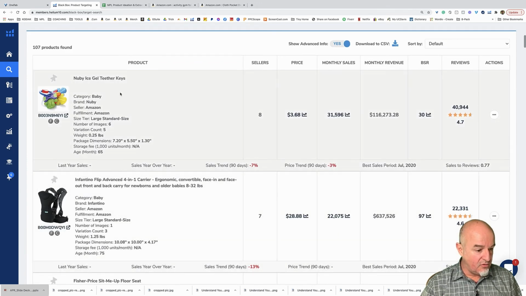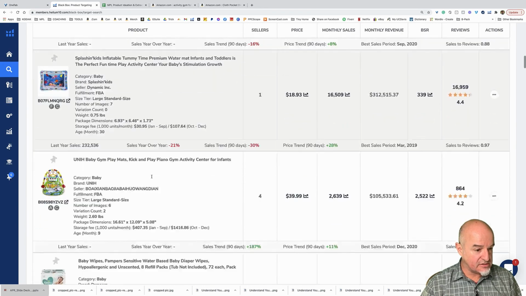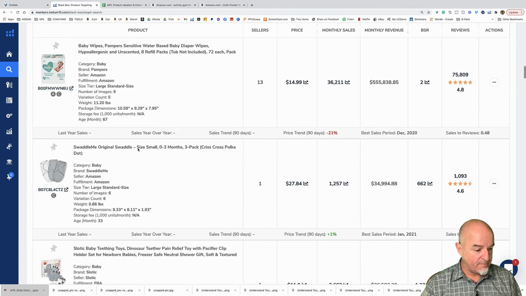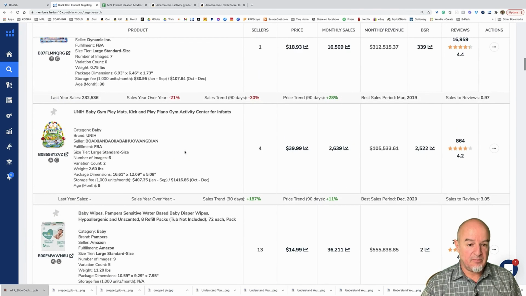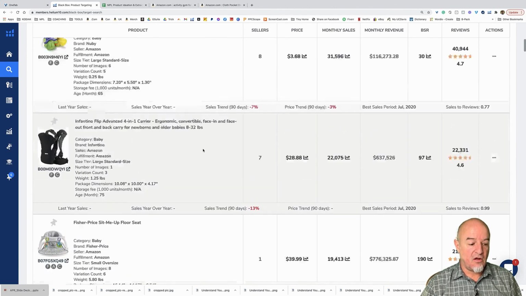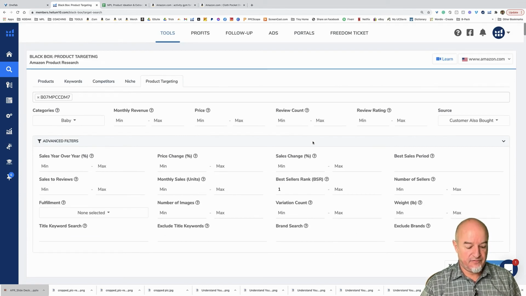And maybe you're already selling your playmat. Maybe next you could go into selling a swaddle, right? So this gives you ideas that complement your existing products that people are buying along with this product. Okay. So that covers the 5 different tabs in Blackbox.